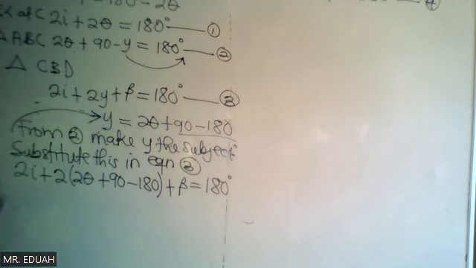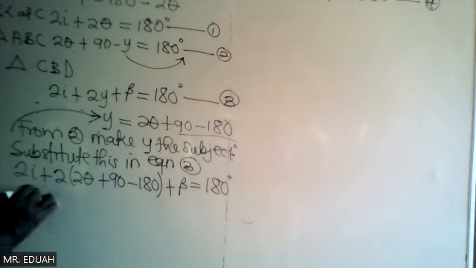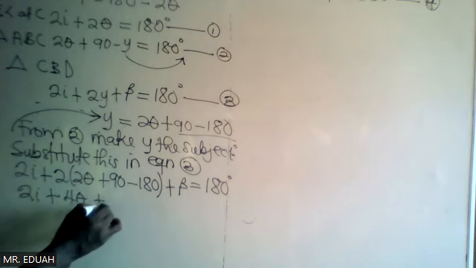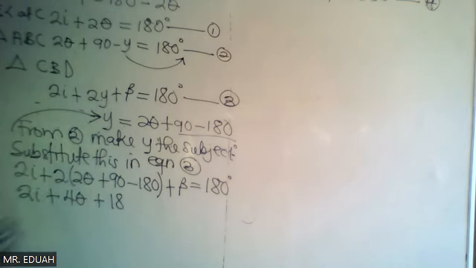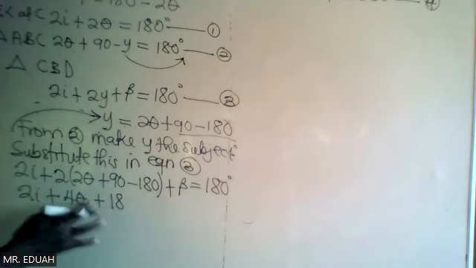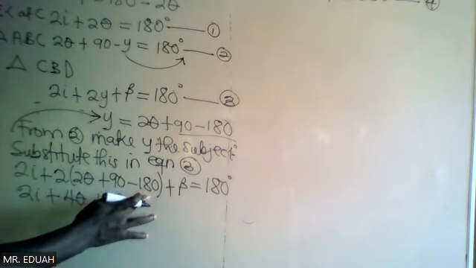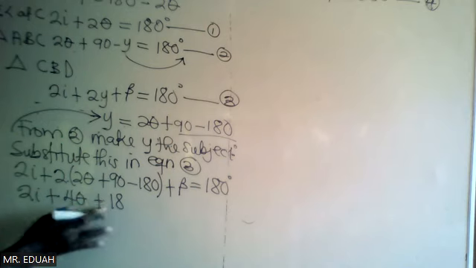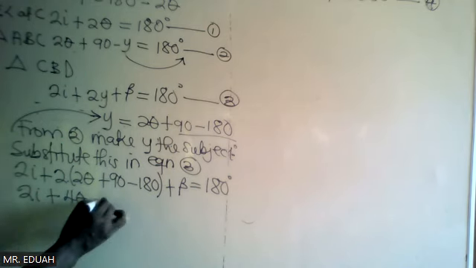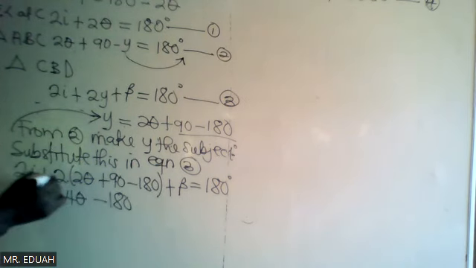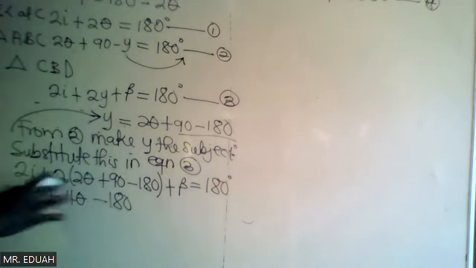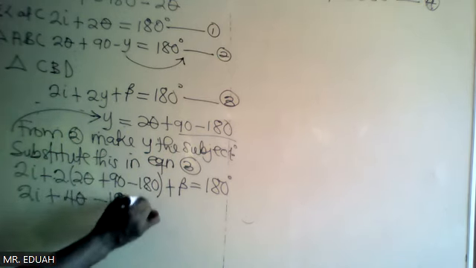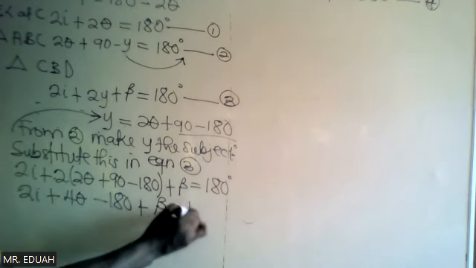Then I expand. When you expand, you have 2i plus 4 theta plus 180. Okay, I must even subtract. So 90 minus 180 is minus 90. So this will give us minus 180 after subtracting and multiplying by 2. Please, are we okay here? Yes. Okay, so plus beta is equal to 180.